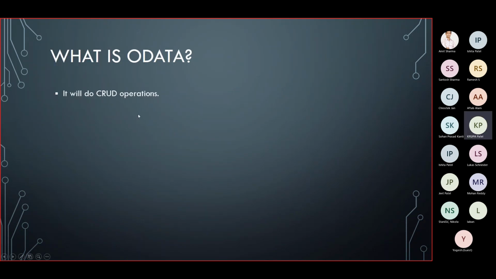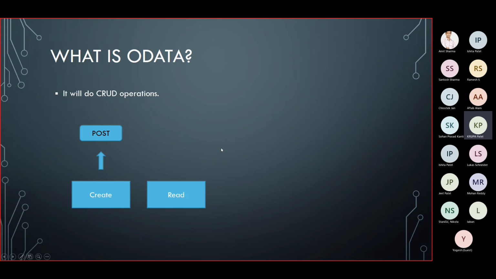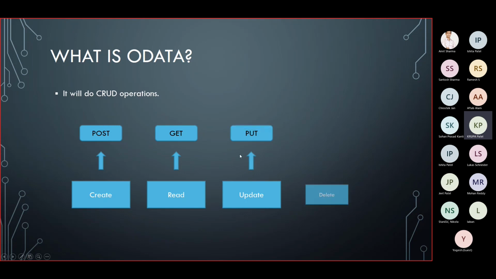Then it will also do CRUD operations. The CRUD operations are create, read, update, and delete. So their counterparts in the OData world: for create, we call the POST method. For read, we call the GET method. For update, we call the PUT method, and for delete, we call the DELETE method. So these four methods are the terms used in the OData landscape when we talk about calling these CRUD operations.